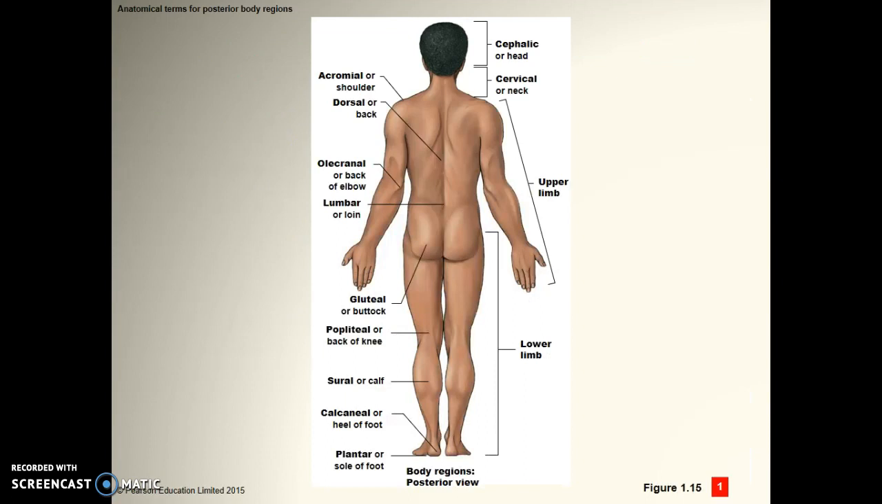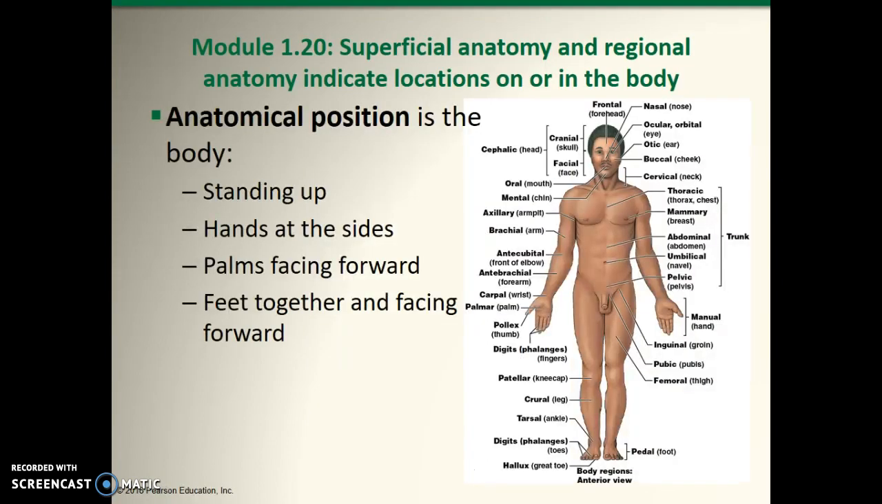So you'll notice there's quite a few terms here related to the body, such as oral, mental, axillary, brachial, antecubital, antebrachial. You need to know these terms. There's an activity in Moodle. You print off the sheet, cut out the little slips of paper, and you can tape them on someone. So you need to go through these terms. I will go through them right now.